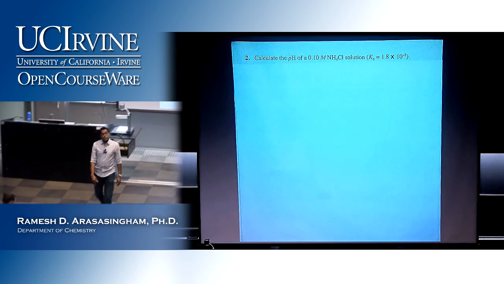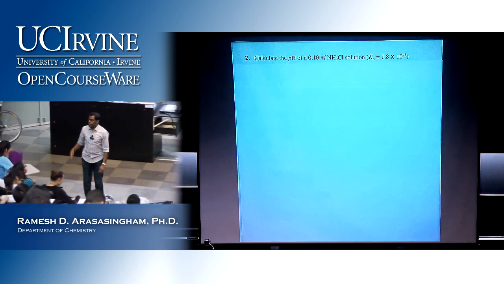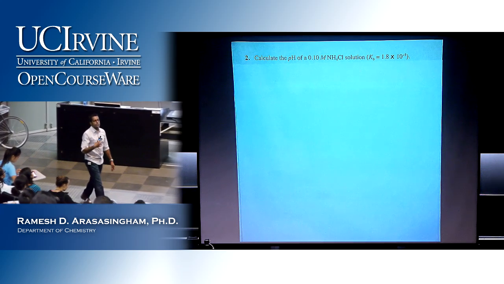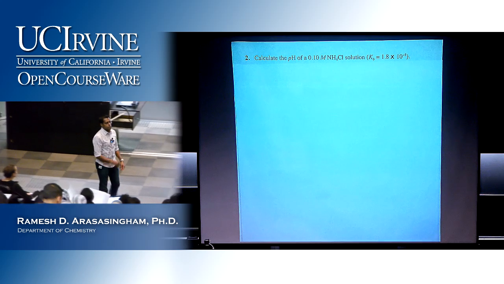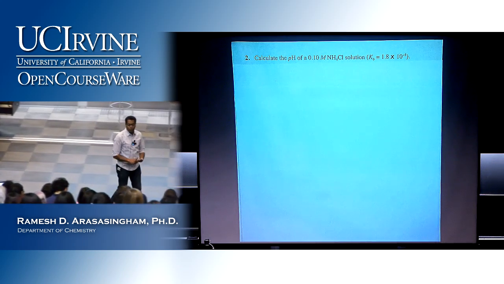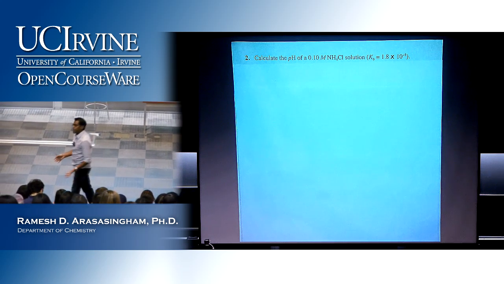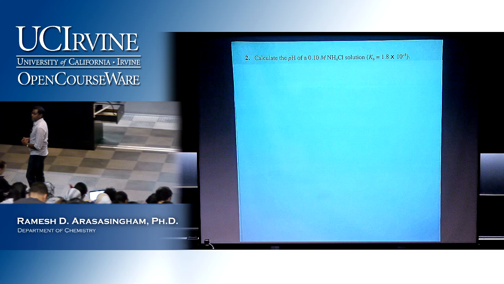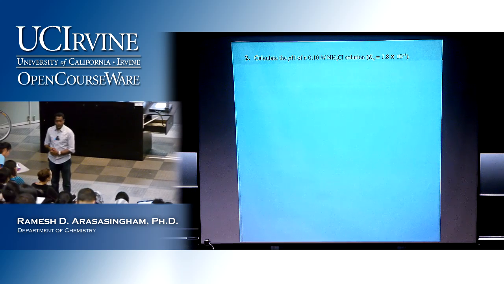So here's a question where, once again, remember one of the themes that we've been developing is that you should be able to calculate the pH of any kind of solution, whether you have a weak acid, strong acid, weak base, strong base, or a polyprotic acid. Regardless, for any one of these examples that we've looked at, you should be able to calculate what the pH is, all right?